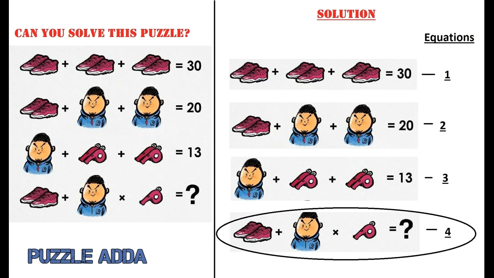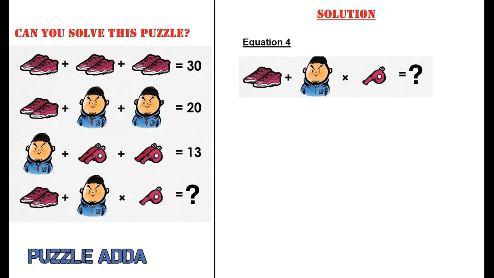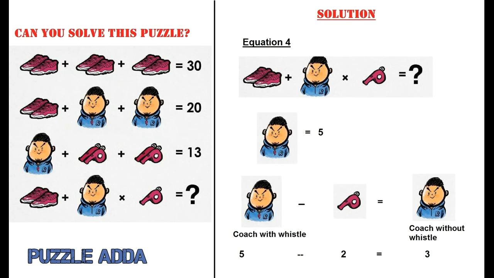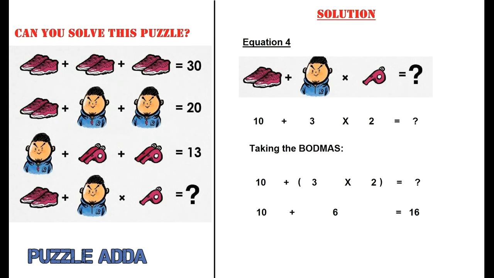Now coming to the fourth equation we need to solve. In the first figure in equation 4, there is a pair of shoes, then a coach, but he doesn't have a whistle on his neck. Then we have only one whistle. So the values are: pair of shoes is equal to 10, a whistle is equal to 2, and a coach with whistle on his neck is equal to 5. If we remove the whistle from the coach, a coach without whistle on his neck is equal to 3. Replacing all the values in equation 4, the pair of shoes will be equal to 10.